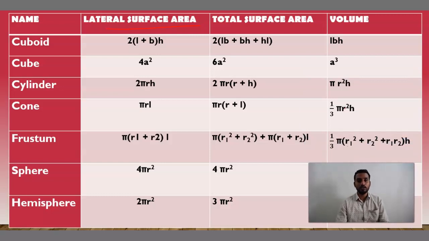Now I'll tell you the advantages of this chapter. See children, whether you are below average or above average, I don't know. But one thing I know very well: if you just remember the formulas of this chapter, minimum 2 marks you are going to get. Minimum 2 marks.